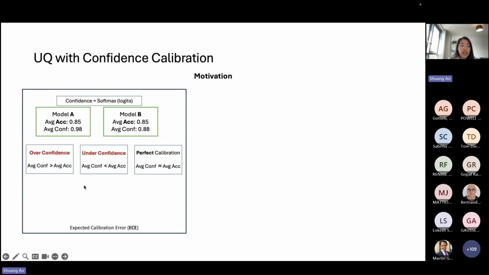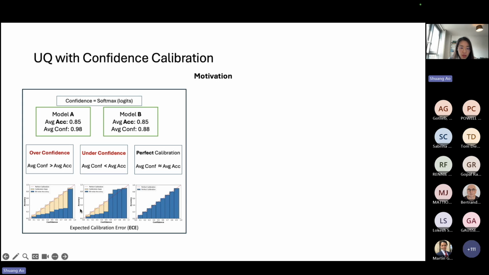And to quantify the gap between the accuracy and the confidence level, we use an evaluation metric called the expected calibration error, ECE. If we recall this reliability diagram, we can see the gap between the confidence and the accuracy, which is the yellow part, and the ECE quantifies these parts. This one is for the overconfident case, this one is of course for the underconfident case, and this is a perfect one. I will use this diagram a lot in my later presentation, and it will look like this.